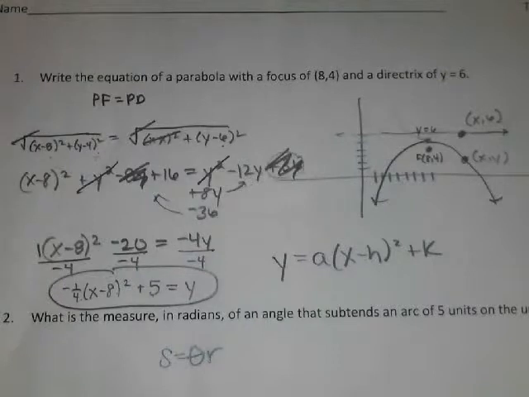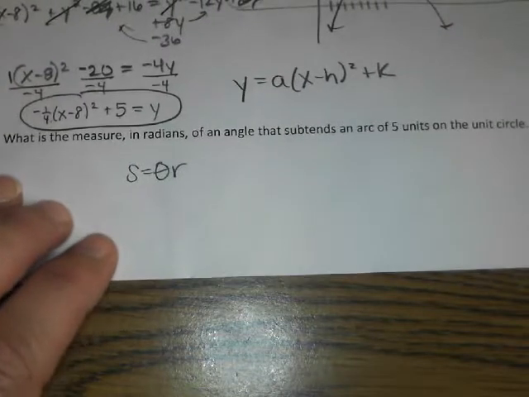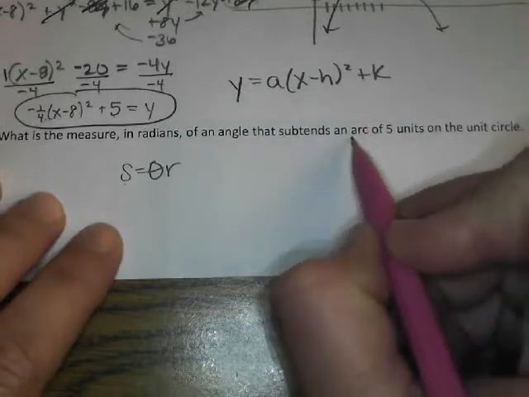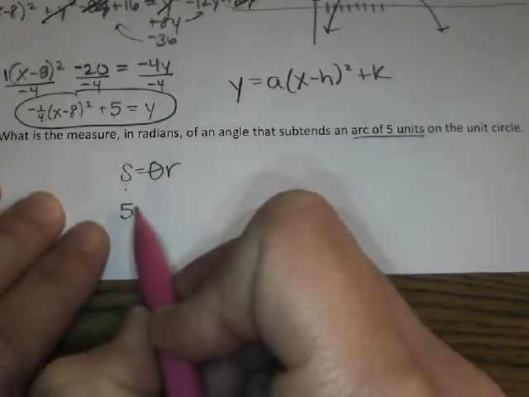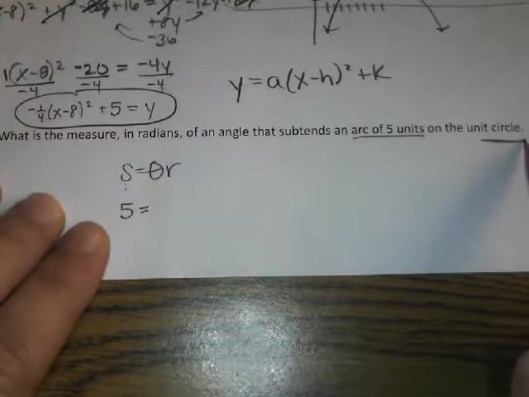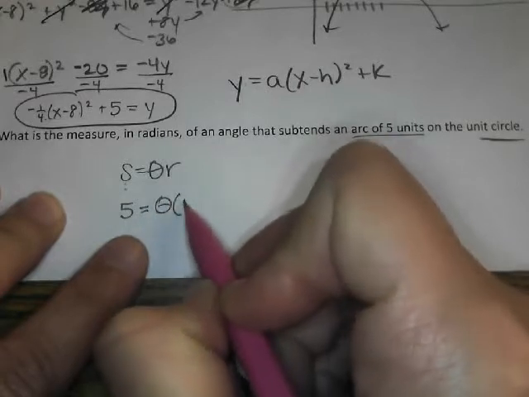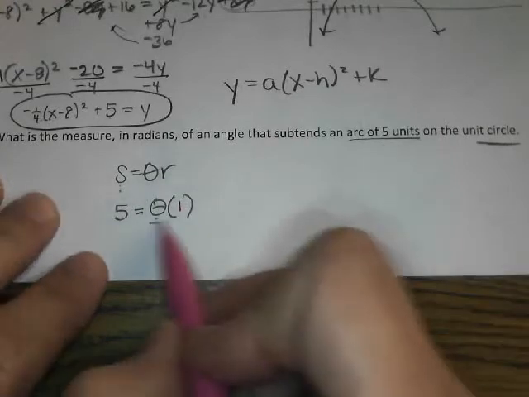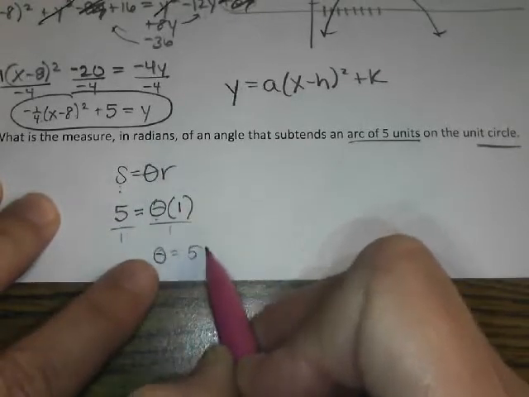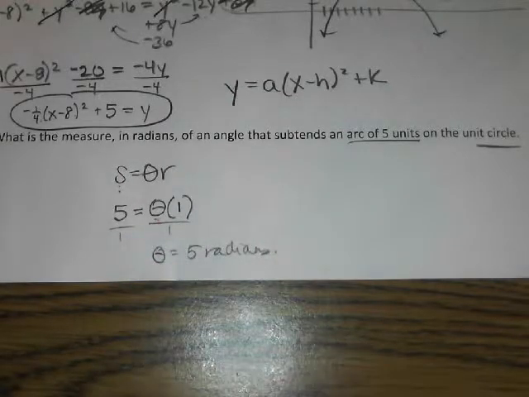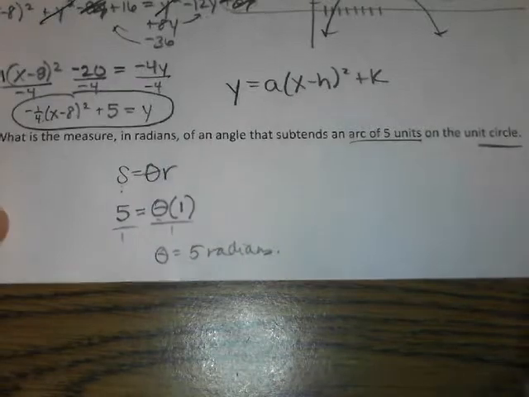On number 2 on your sheet, the SOAR formula. It's one of your new flashcards. S stands for arc length. So if your arc is 5 units, S should have been 5. The unit circle gives us the radius of 1. So theta times 1, and we're just looking for the value of theta. So we divide both sides by 1, and theta equals 5 radians, because this formula is always an angle measure in radians. Okay?